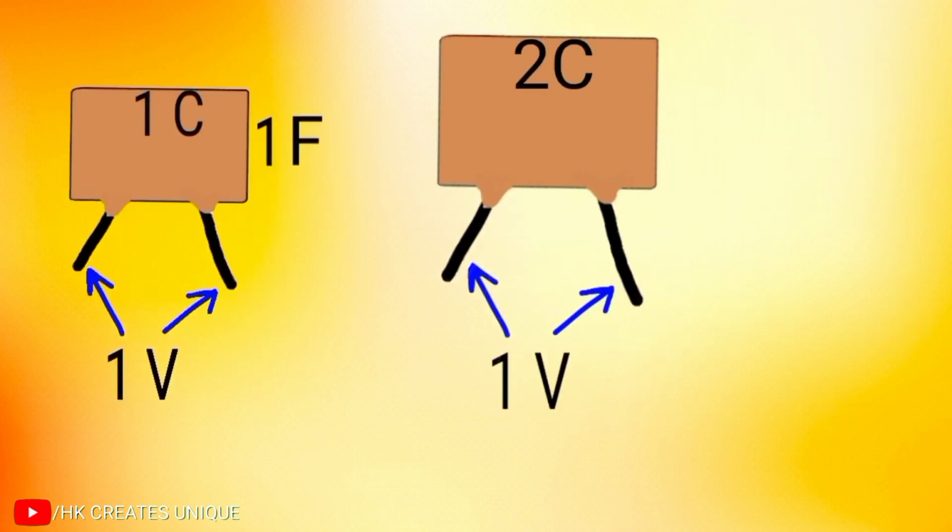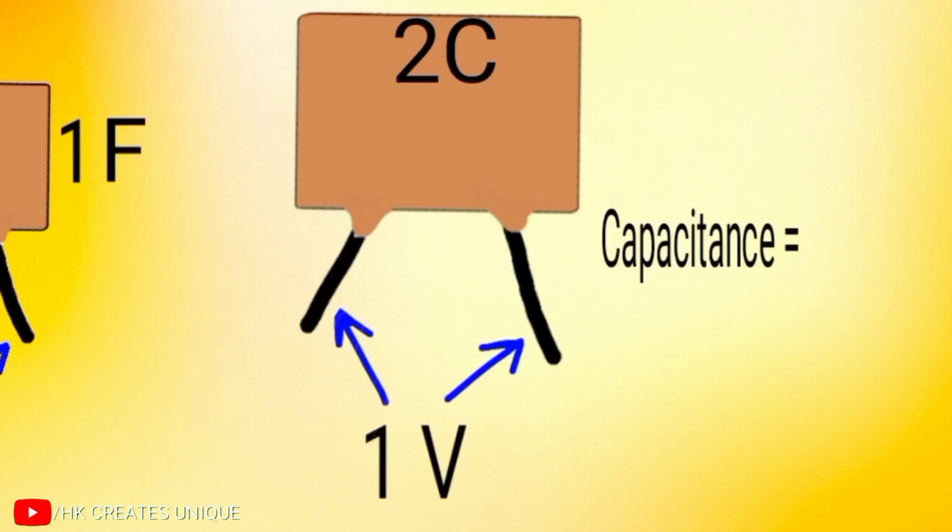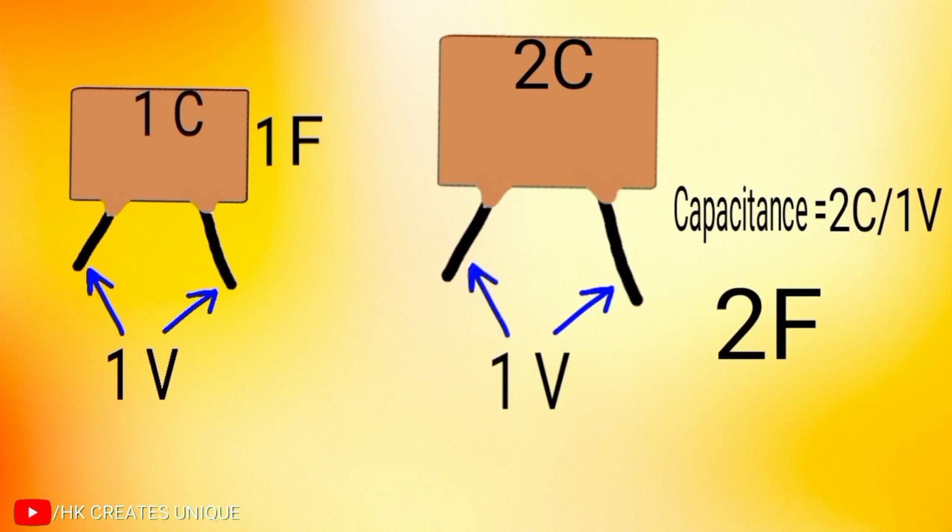In the second capacitor, at 1 volt, the capacitor can store 2 coulomb of charge. So capacitance of this capacitor equals 2 coulomb divided by 1 volt, which equals 2 farad. So we can say that the second capacitor has more capacitance than the first one.